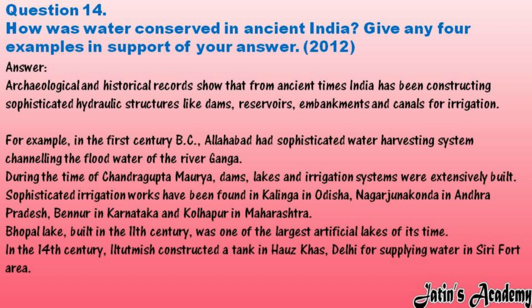For example, in the 1st century BC, Allahabad had a sophisticated water harvesting system channeling the flood water of the river Ganga. During the time of Chandragupta Maurya, dams, lakes and irrigation systems were extensively built. Sophisticated irrigation works have been found in Kalinga in Odisha, Nagarjunakonda in Andhra Pradesh, Benur in Karnataka and Kolhapur in Maharashtra. Bhopal Lake, built in the 11th century, was one of the largest artificial lakes of its time. In the 14th century, Iltutmish constructed a tank in Hauz Khas, Delhi for supplying water in Siri Fort area.